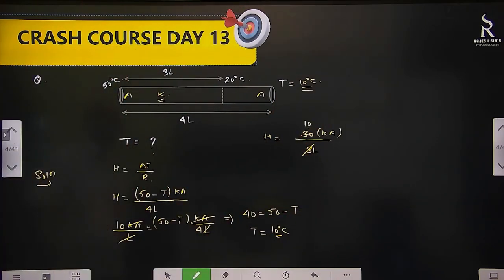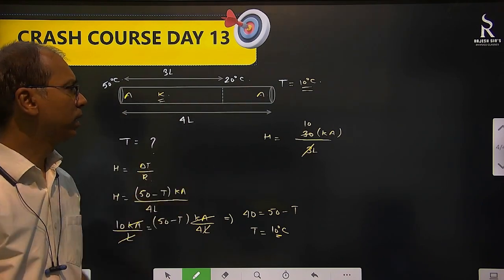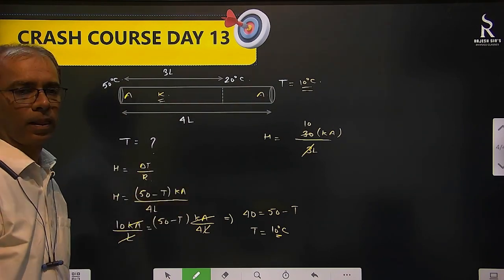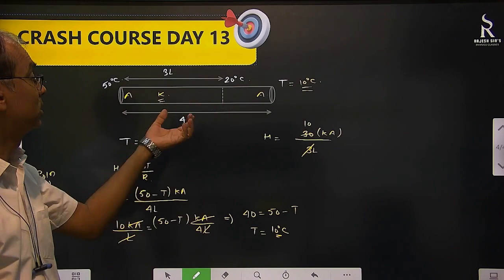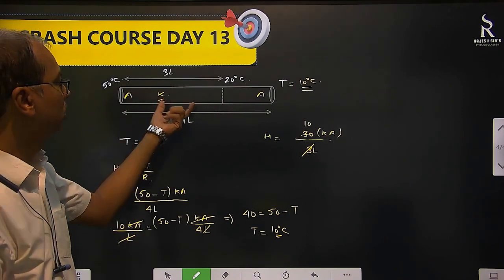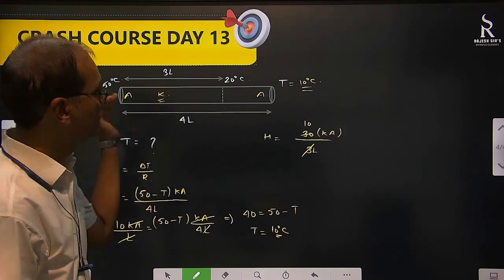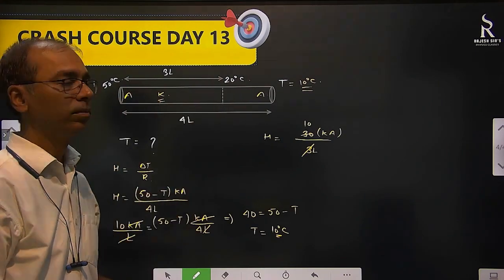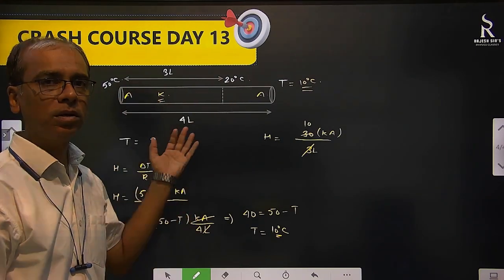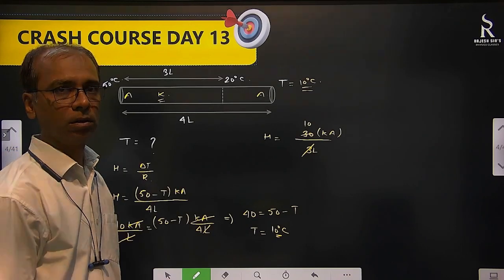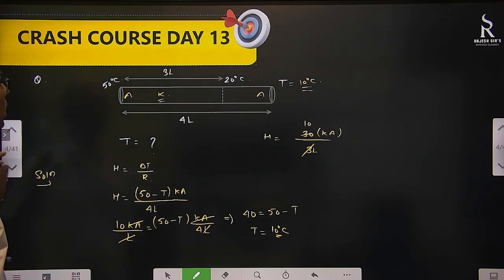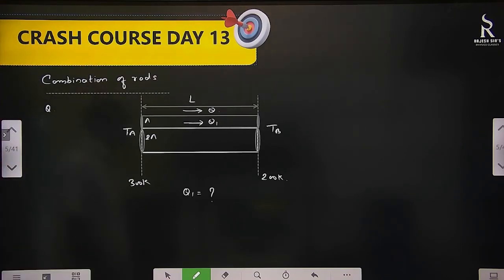So this way we can say that throughout the wire same current is passing. You can call this a series connection also if you want. This is one section of wire, this is another section of wire. So in series connection of the thermal resistors, same current passes. Anyhow, this is a combination of rods.